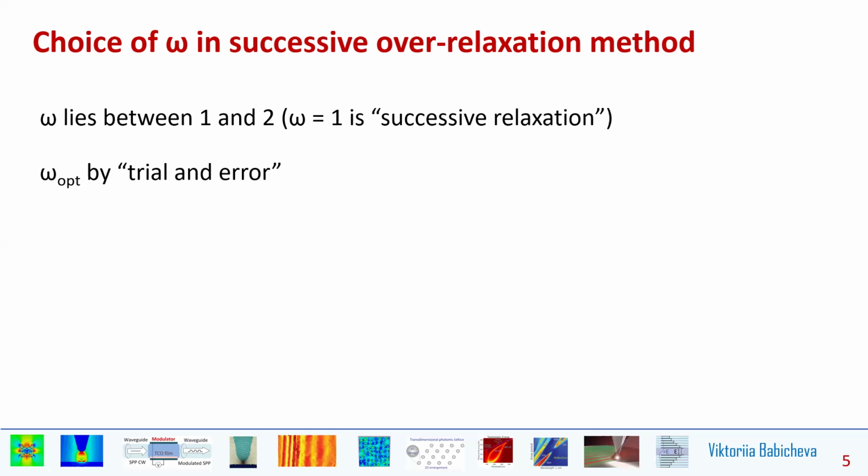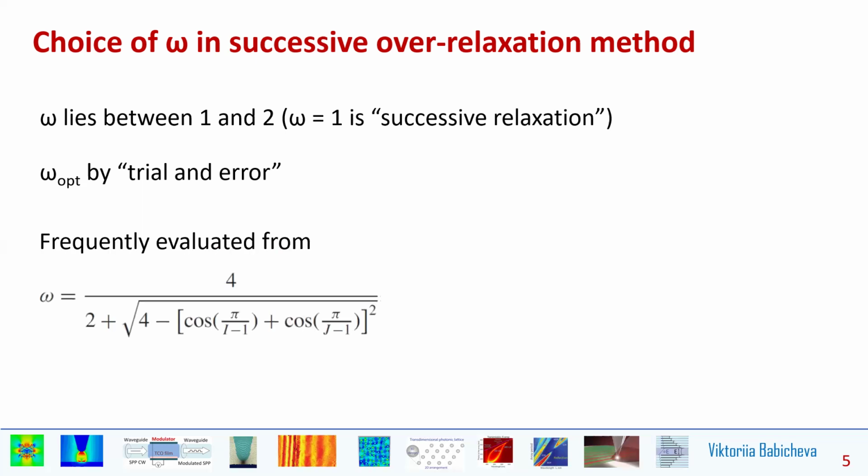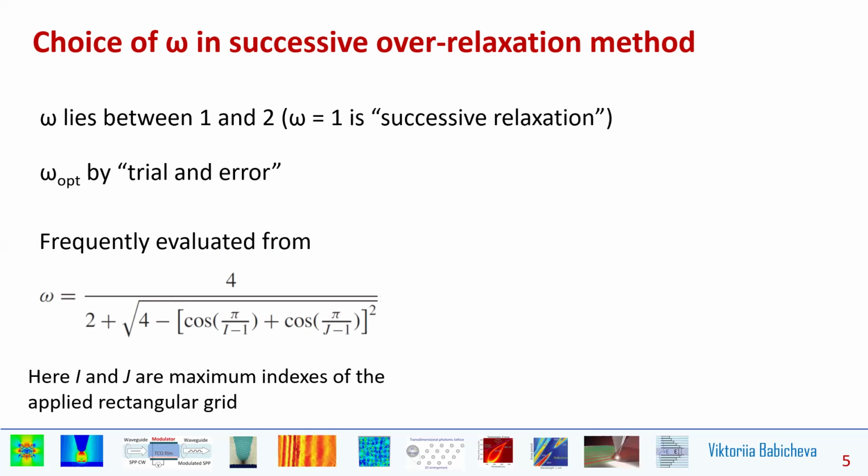the method is simply called successive relaxation, right? So we don't have over-relaxation, and its optimum value of omega must be found by trial and error. So basically the choice of the proper value of omega is dependent on the problem. In practice, omega optimum is evaluated most frequently from this formula, and here we have I and J. They are the maximum indices of the applied rectangular grid.